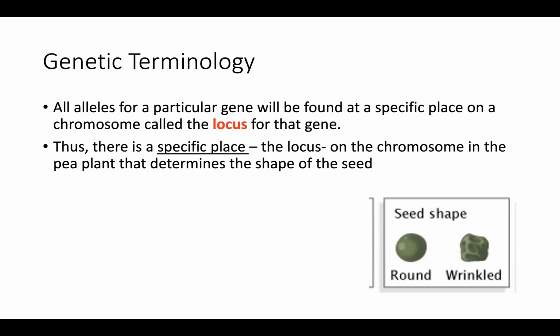So, you know, we have 23 pairs of chromosomes. And thanks to the Human Genome Project, we have mapped out all of the genes that are on our chromosomes. So we can go and identify exactly which gene is found on this particular chromosome, right? And the location for that gene is called the locus, right? Write down that term locus. Okay. So the point we're saying here is that there is a specific place that we'll call the locus on the chromosome in the pea plant that's going to determine the shape of that seed.